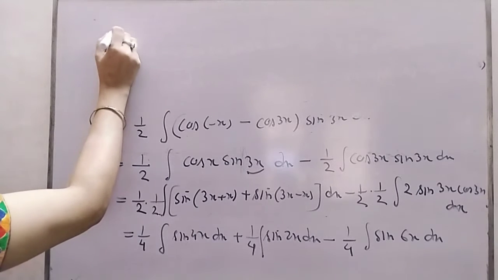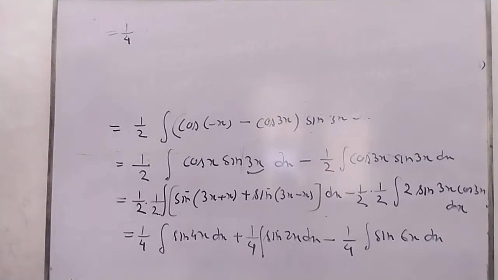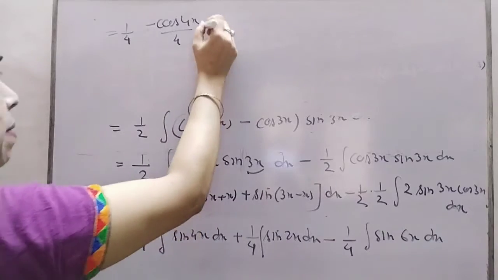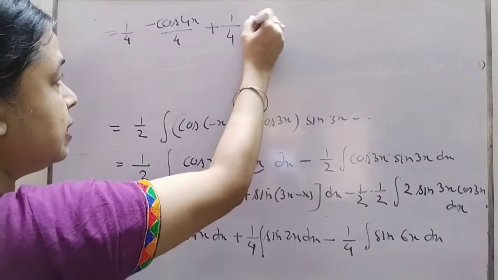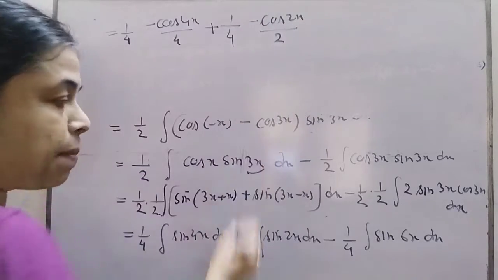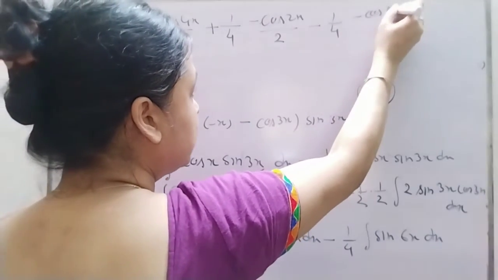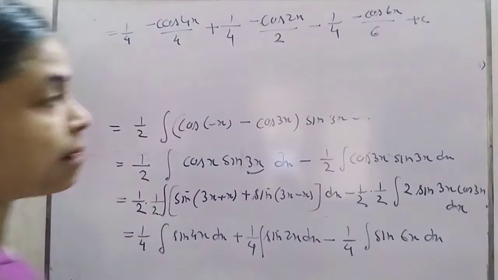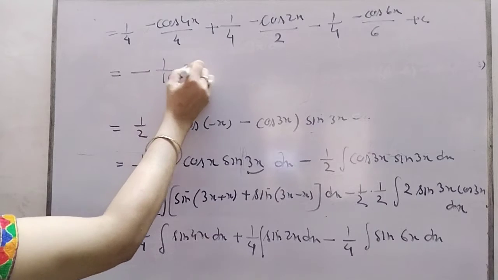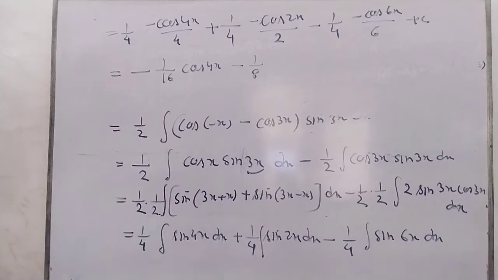So here it is 1 by 4, applying the formula for sin 4x. What is the integration of sin 4x? Minus cos 4x by 4, again 1 by 4. Then there is sin 2x, that is minus cos 2x by 2, minus 1 by 4 sin 6x, minus cos 6x by 6, plus c. Combine the constants: minus 1 by 16 cos 4x, plus minus is minus, 1 by 8 cos 2x.